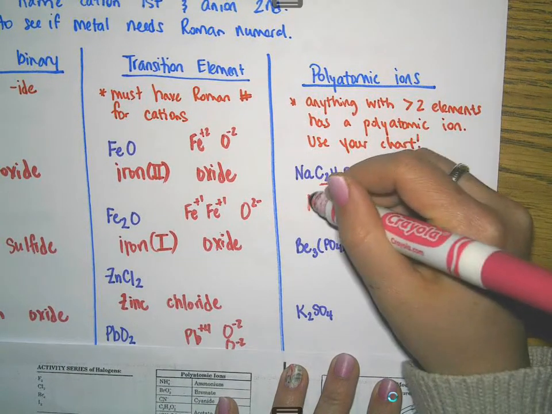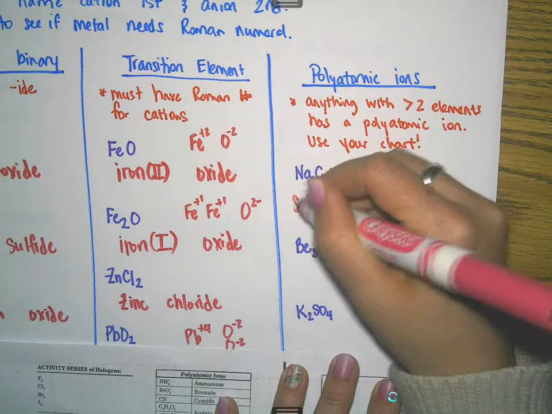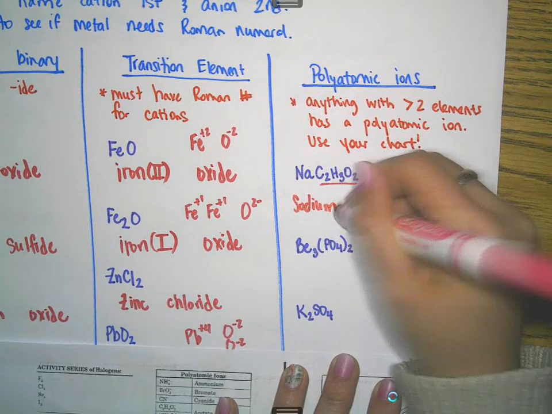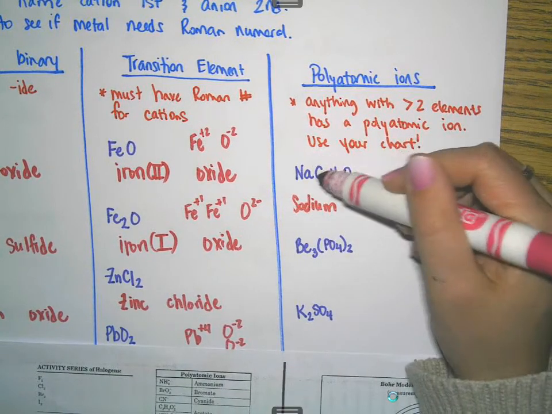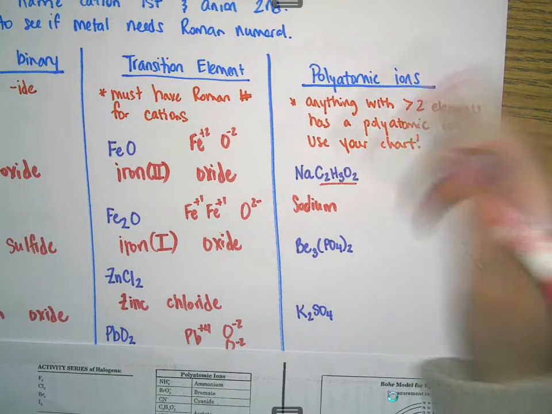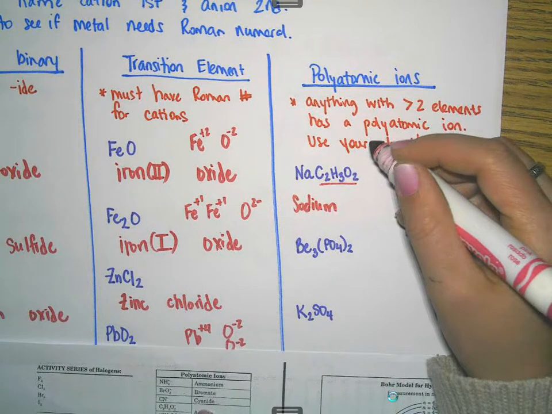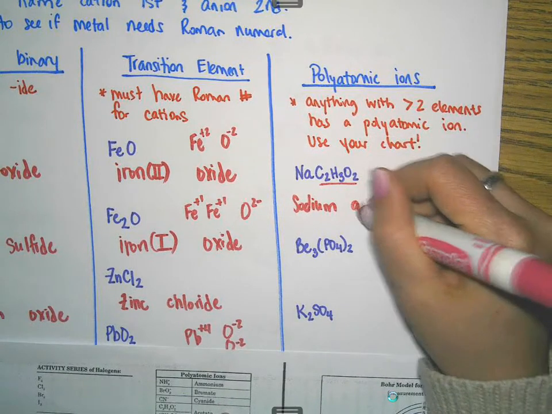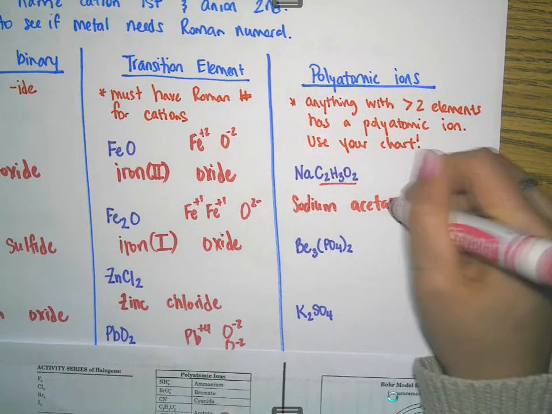Sodium gets the name sodium. Sodium is not one of my metals that needs a Roman numeral. It's an alkali metal. And then this thing it says is called acetate. So I'm going to write down sodium acetate and I am done.